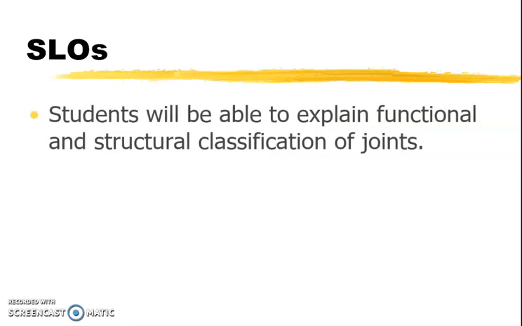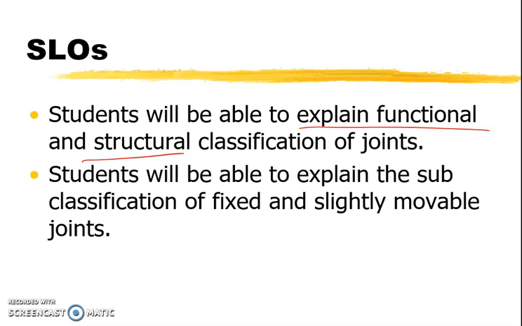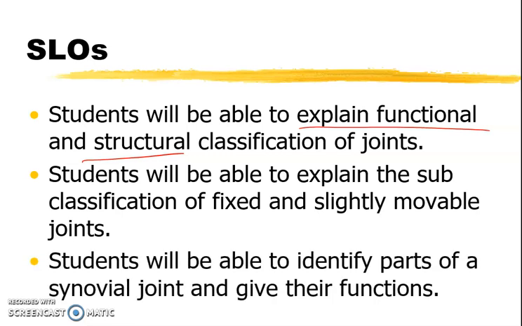We are going to explain functional, that is what they do, versus structural, what makes up the parts of the joint. So you'll be able to explain the two types of joints. Unfortunately, there's not 100% overlap between the two. You will be able to give me the subclassifications of them. On the test, I will give you the definition, and you tell me which type of joint it is. And you'll be able to explain the parts of the synovial joint and give their function.